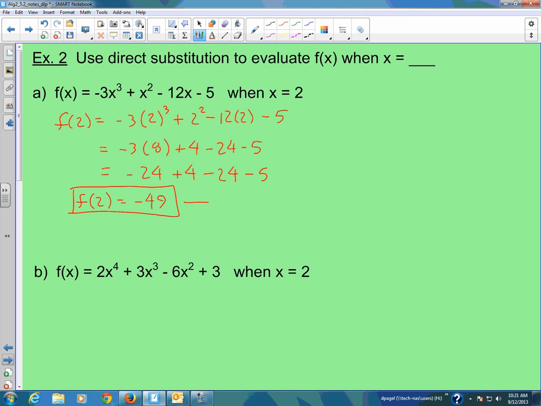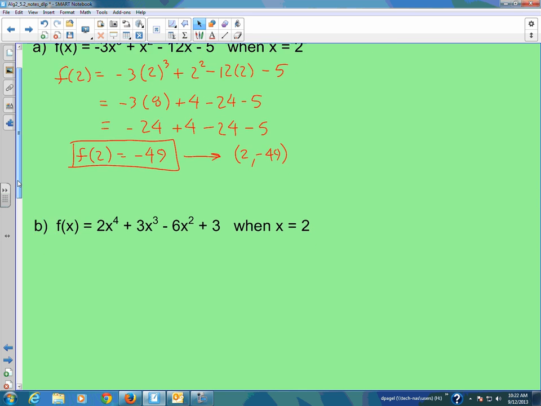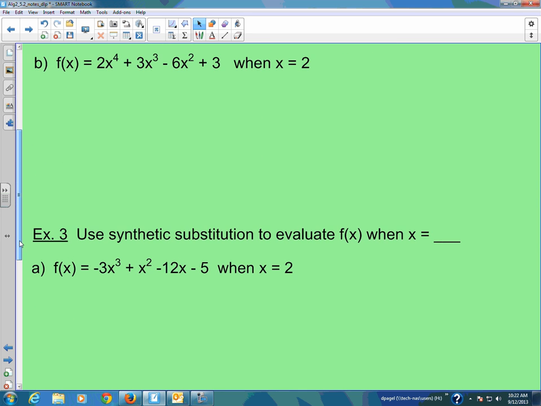This will then in turn help us later on know that (2, -49) is a coordinate on my graph. So function notation gives you a coordinate. That could be useful for me, especially when I'm graphing these things. All right, as always, here's where you can pause and try B on your own and then come back and check the solution. I'm going to keep going though with this.